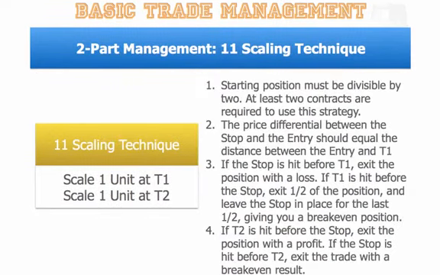So how does the two-part management approach work? Well, first you have to obviously enter a trade with a total number of contracts or shares that is divisible by 2. So you got to be able to split it evenly because you're scaling half and scaling half. So you can't trade 9 lots because you can't split 9 lots.